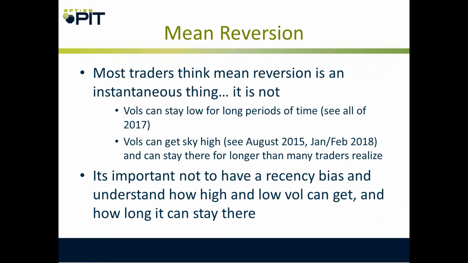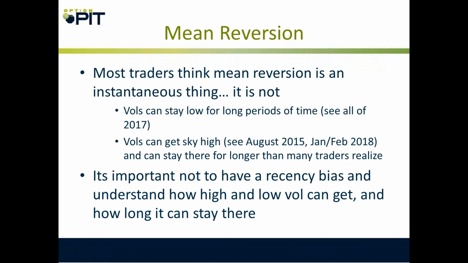Look at August of 2015. Look at January and February of 2018. They can go high, and they can stay there for a very long time. What got a lot of people in January and February of 2018 was they kept expecting volatility to go right back down. It did not. So it's important not to have a recency bias. All right, so what's happened in the recent past does not mean that things will continue that way. Vol can go high, high, high, and low, low, low, and stay there for a very long time before it reverts.